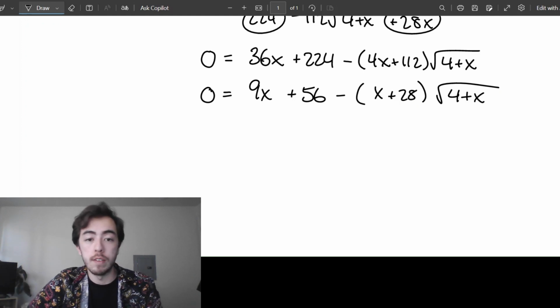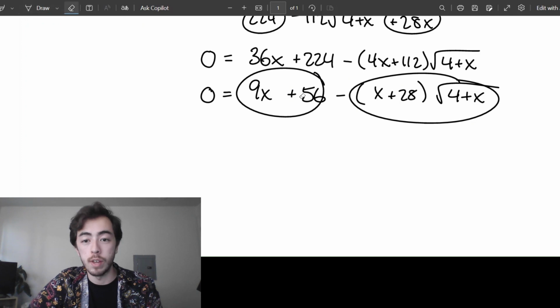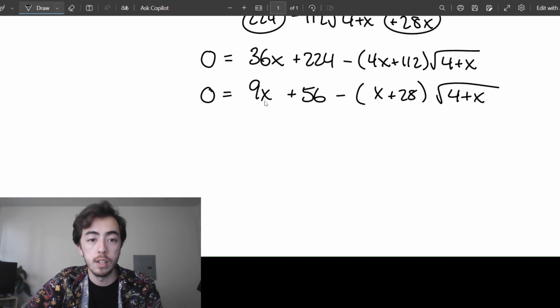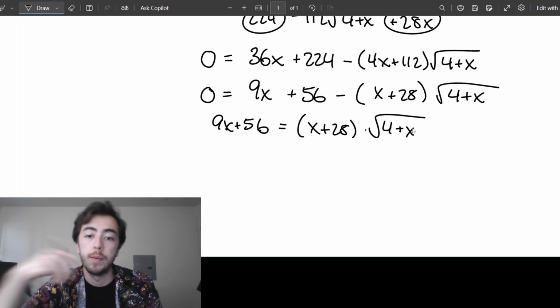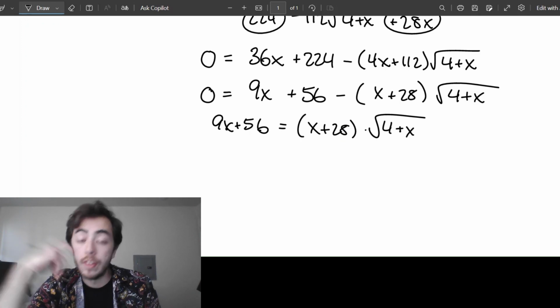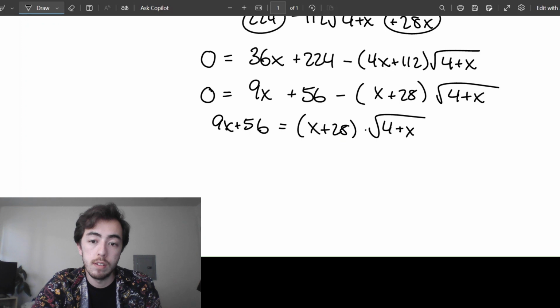Well, okay, if this is equal to 0, then this and that must be equal to each other, right? Because we have a positive part and then a negative part. So 9x plus 56 equals x plus 28 times root 4 plus x. And then I guess I could square both sides.